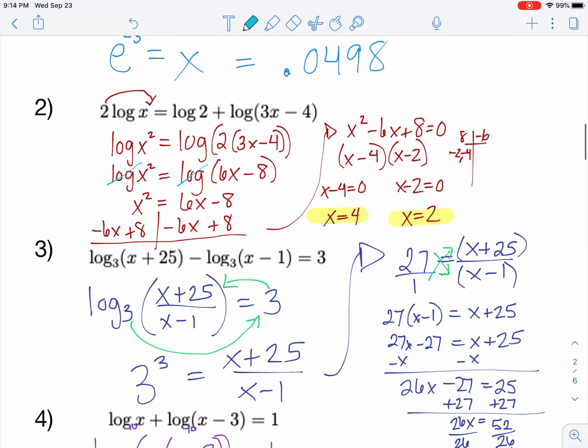You can do the same thing on number 2. I'm not going to do that in this video, but again, that is part of your Delta Math homework.